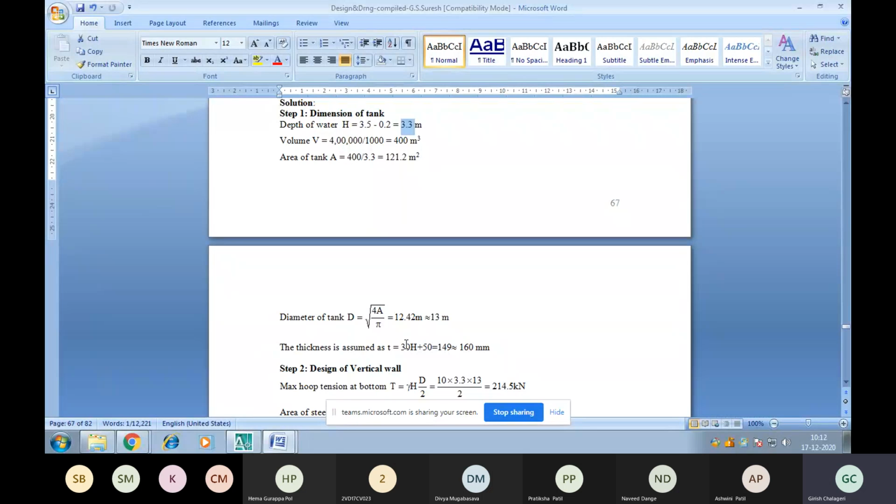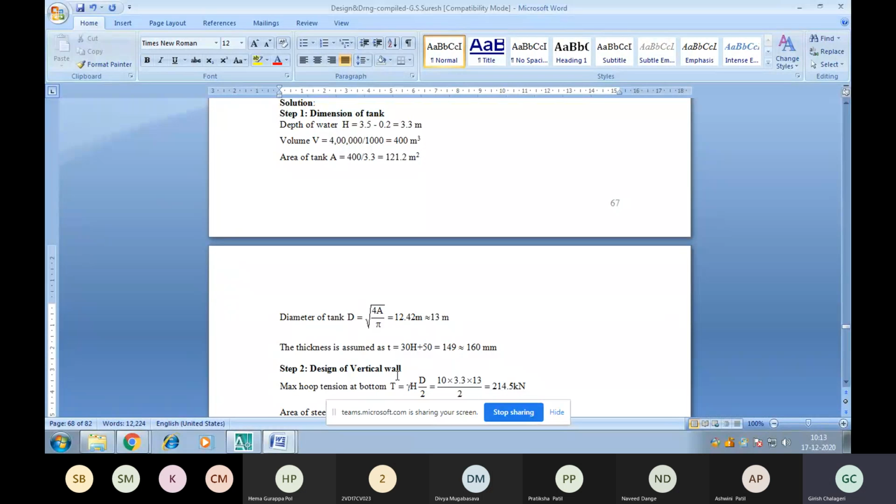Then what could be the thickness of wall? The assumption, there is a formula for that, that is 30 h plus 50. 50 is nothing but a coefficient. h is nothing but the height here. Again, height equals 3.3 meters, the water storage height. So 30 into 3.3 plus 50, we get the thickness required for the wall as about 149 mm. Instead of giving 150, we are giving on the higher side 160 mm as the thickness of wall.